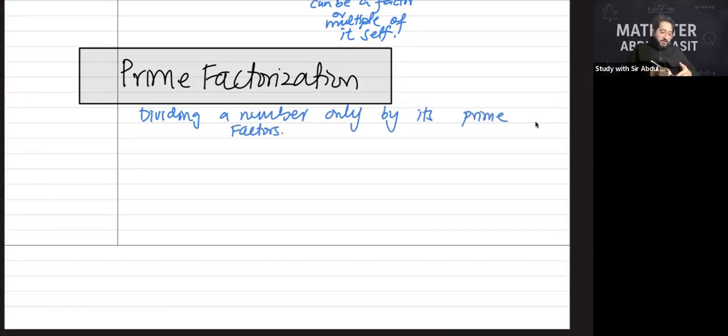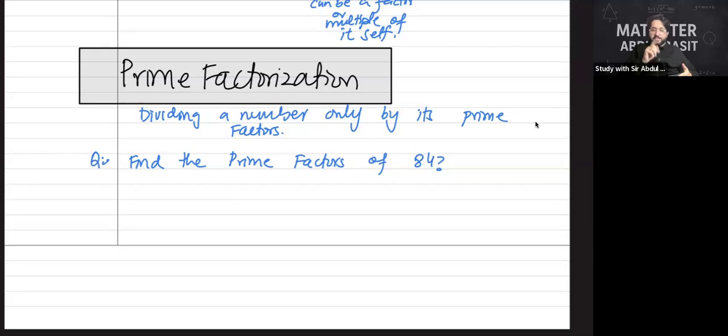For example, if the question is to find the prime factors of 84, remember that you have to divide 84 by prime numbers. We always have this tier method, and you must have studied it in school as well. Yesterday we discussed that prime numbers are those numbers which come in their own table. Now you can see that 84 is an even number, so it can be halved.